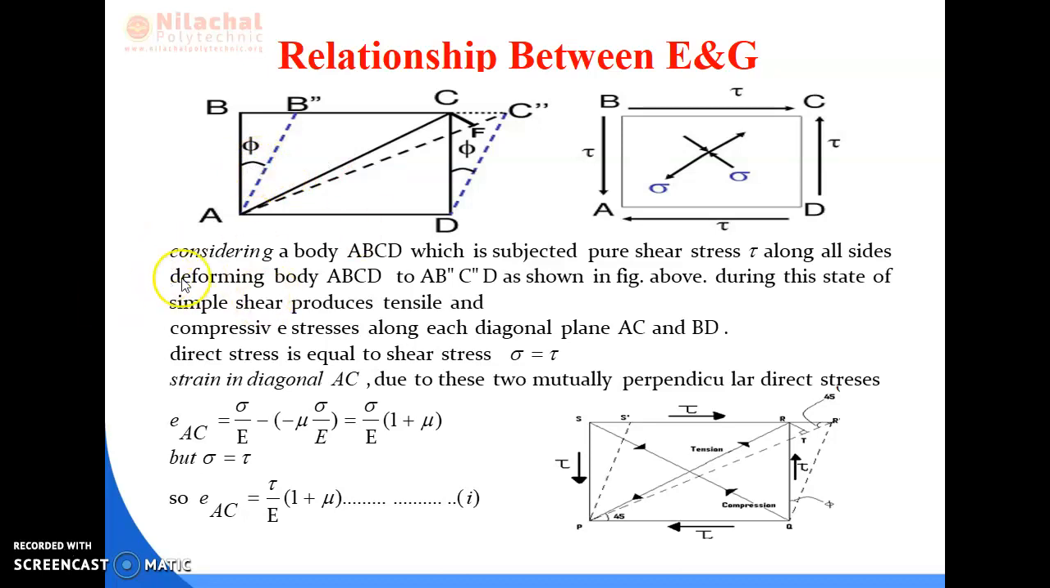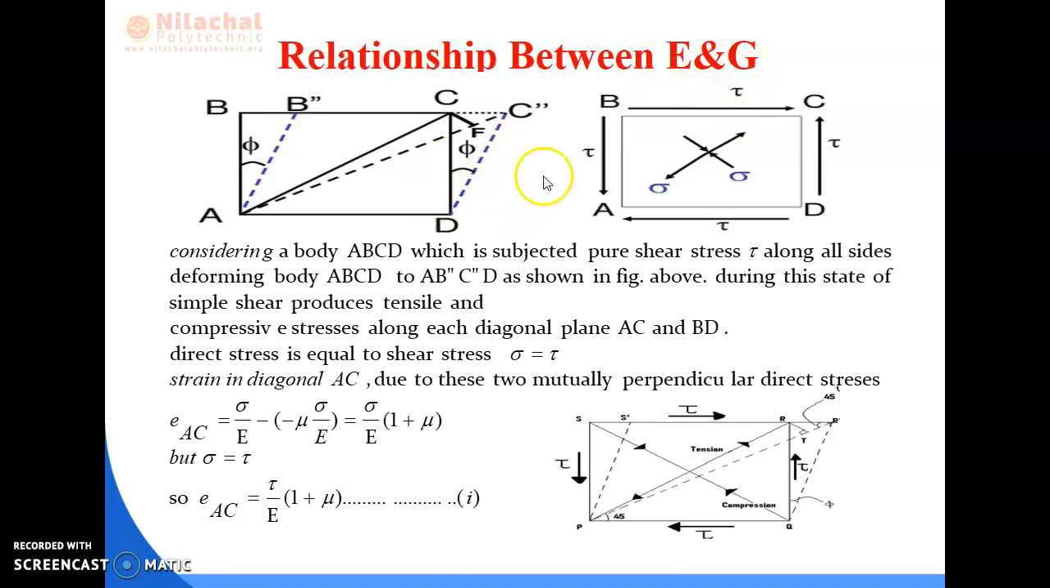The shear strain is calculated from the diagonal AC. The diagonal AC will be changed to AC double dash with the application of shear stress. Now the shear strain is equal to CC dash by CD. If we consider the ratio of shear stress to shear strain, that will give us the modulus of rigidity.